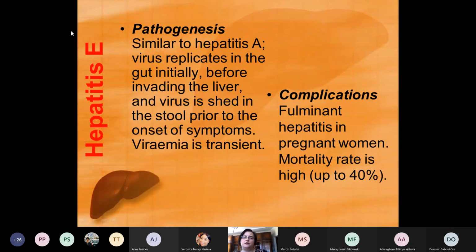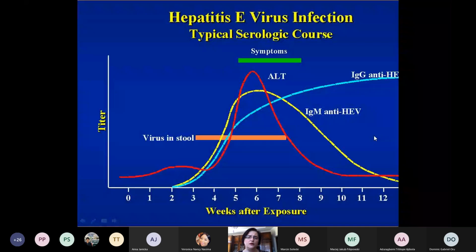Similar to hepatitis A pathogenesis, the virus replicates in the gut initially before invading the liver, and virus is shed into the stool prior to the onset of symptoms. Viremia is transient and very short. Complications can be fulminant hepatitis in pregnant women. Nobody knows till now why it is exactly so dangerous for pregnant women. Mortality rate in pregnant women is very high, up to 40%. Here you can see it's the same as for hepatitis A. Yes, virus in stool is present, viremia also not present.